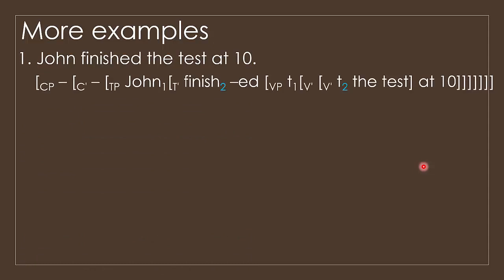We have more examples here. The first, we have John finished the test at 10 o'clock. Here we have the S structure of John finished the test at 10 o'clock. So John here moves from the specifier of V, T1 here, to the specifier of TP over here, the specifier of T. And then finish here moves from the V position over here to the T position, T2 here, and it merges with -ed over here.